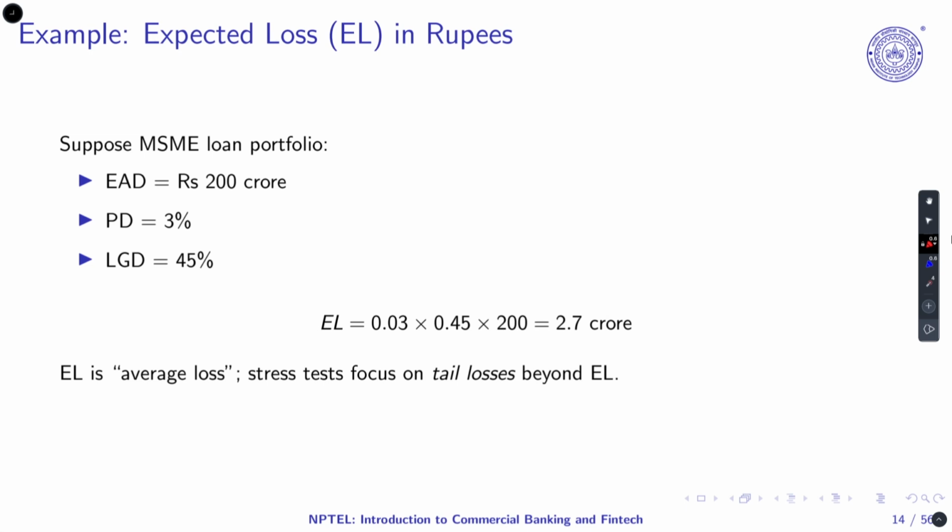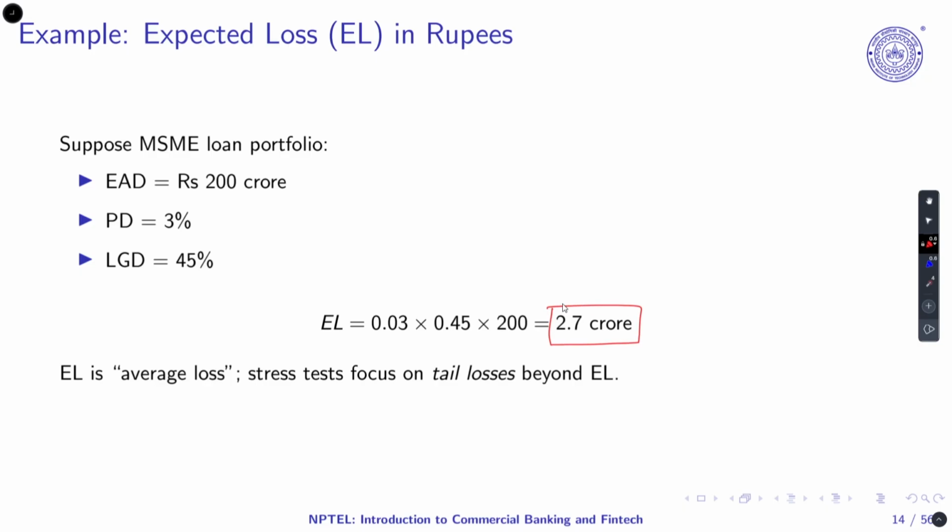For example, if I have to calculate for an MSME loan portfolio, micro, small and medium enterprises, exposure at default is 200 crore. The probability of default that we calculated is 3%, for example from our regression approach. Loss given default is, suppose, 45%. So expected loss is going to be 2.7 crore for the bank.